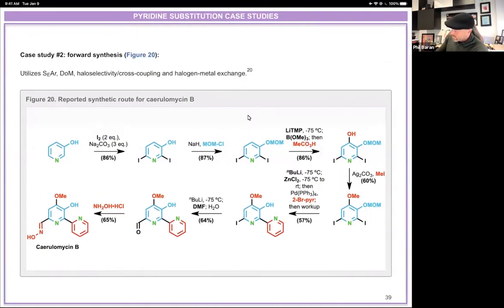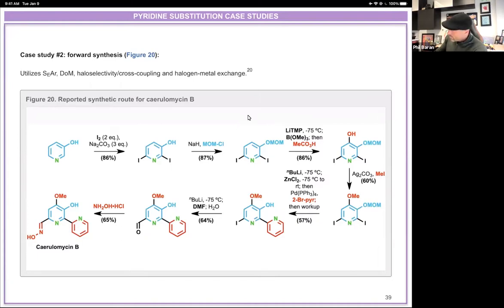In the forward sense, let's go through it. So you take that 3-hydroxypyridine and you per-iodinate it; it goes to the para and ortho positions in high yield. You then protect that phenol with MOM chloride, and that is a phenomenal directing group.